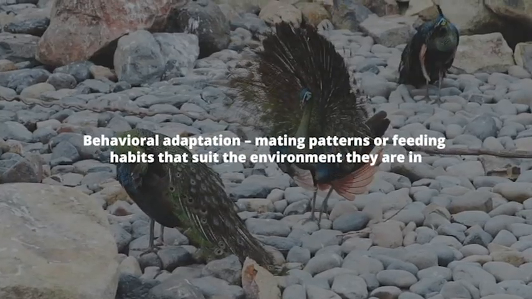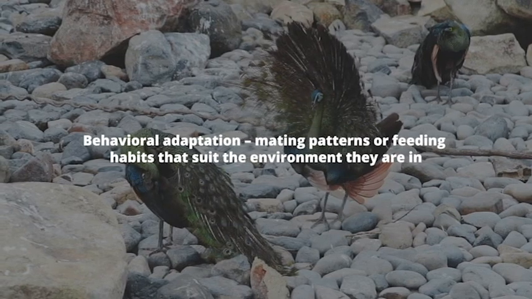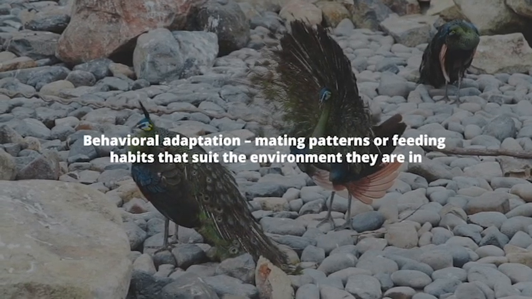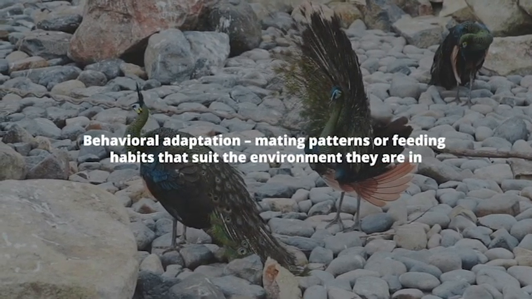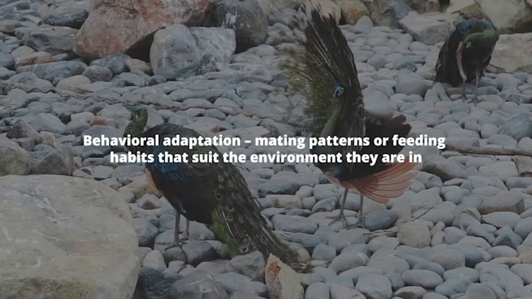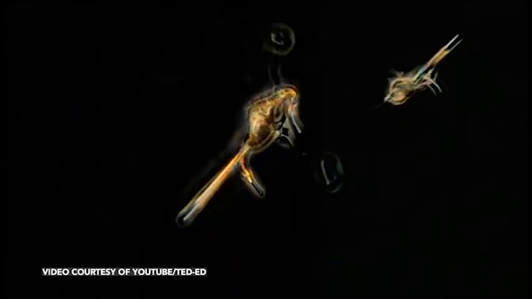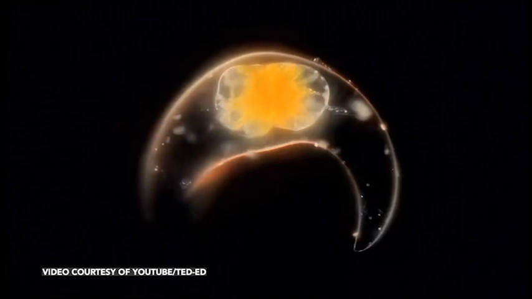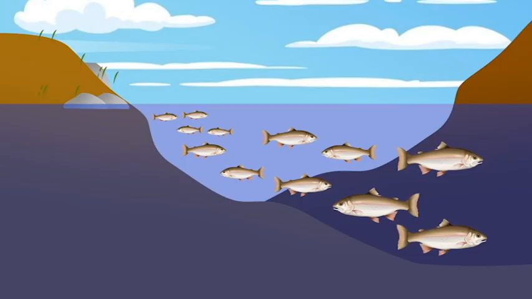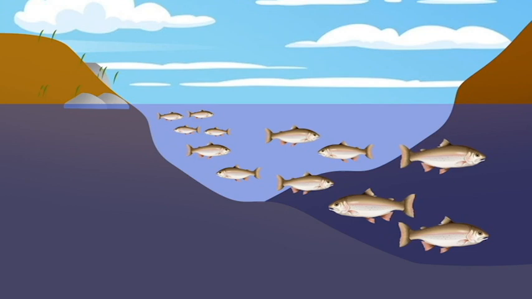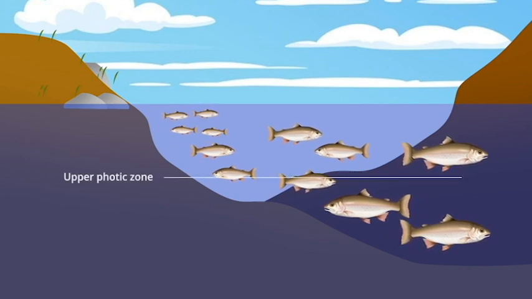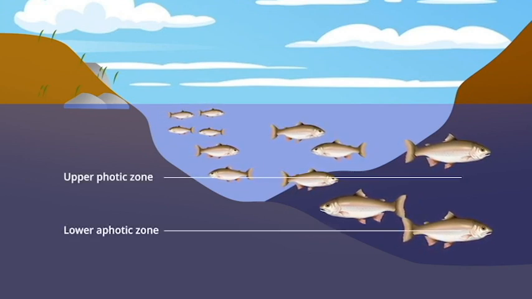Behavioral adaptations refer to things like mating patterns, how animals reproduce, or feeding habits that suit the environment they are in. Standing water ecosystems like ponds and lakes have zones similar to marine ecosystems. They also house phytoplankton, which gives fish something to eat. A standing water ecosystem is divided into two, the upper photic zone and the lower aphotic zone.